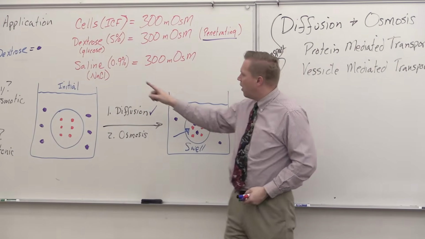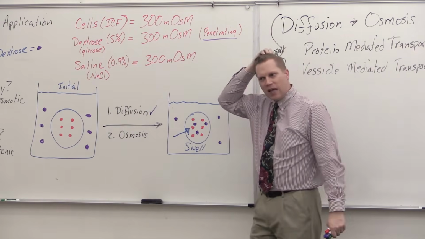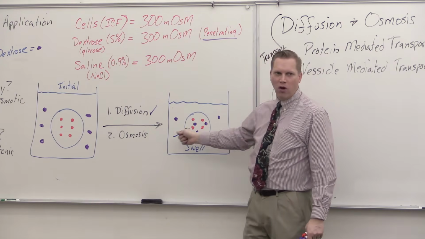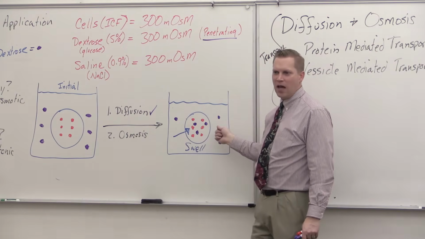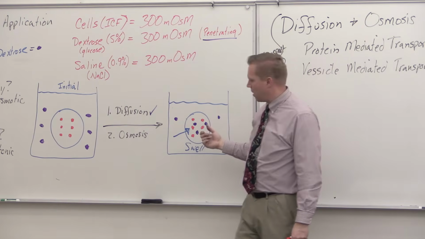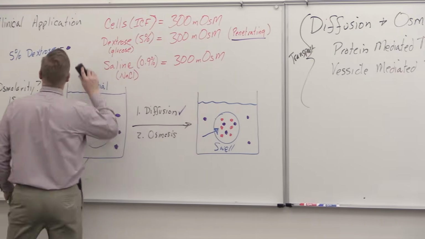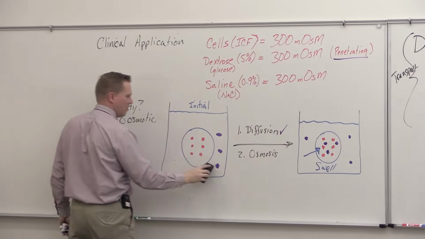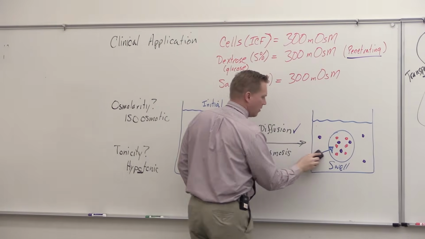So we know if we give someone a 5% dextrose solution, that is going to be hypotonic, or cause water to move inside of those cells and pull it inside. Okay? Now, let's consider a different solution. So let's change these. We'll leave the cell the same.